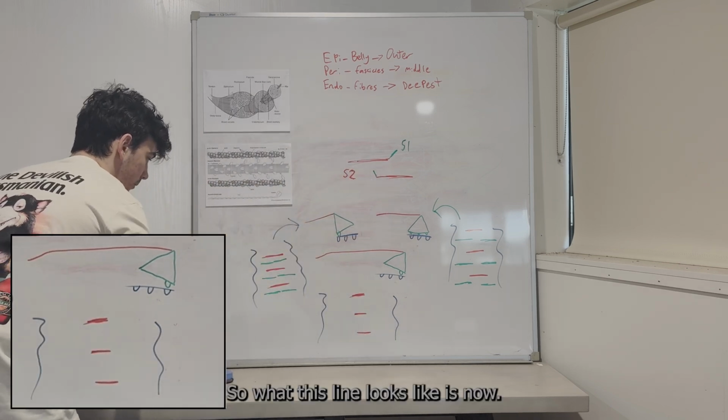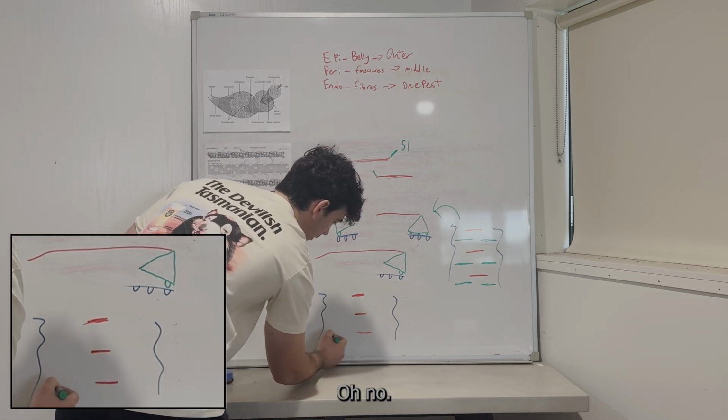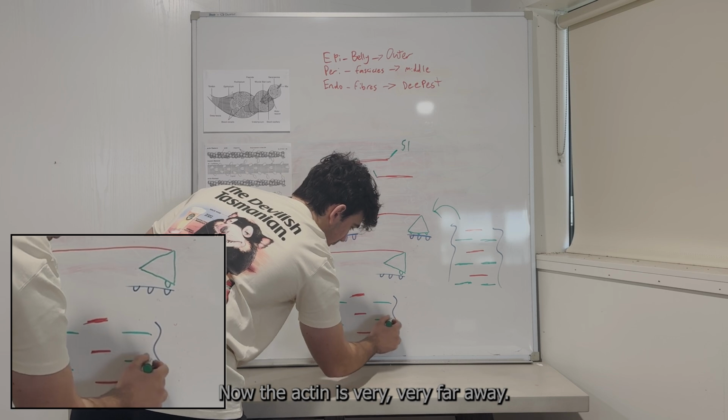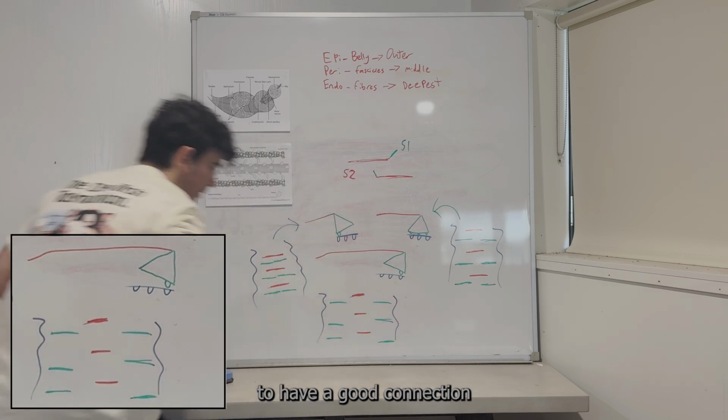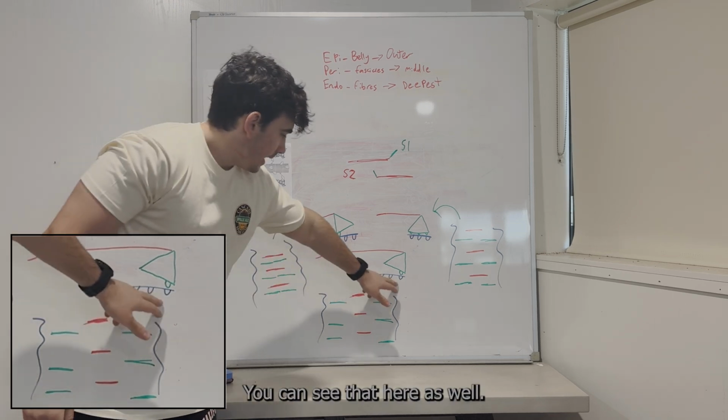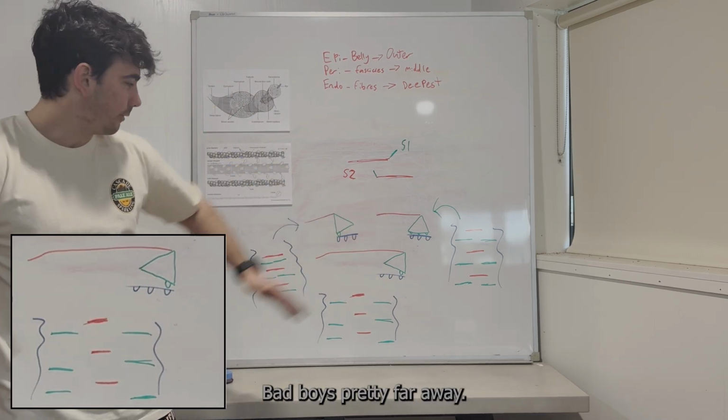So what this might look like is now, oh no, that's not good. Now the actin is very, very far away. It's going to be hard to have a good connection and generate some force when it's that far away. You can see that here as well. Bad boy is pretty far away.